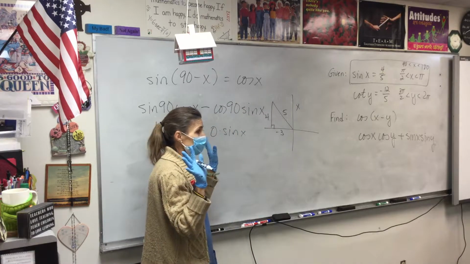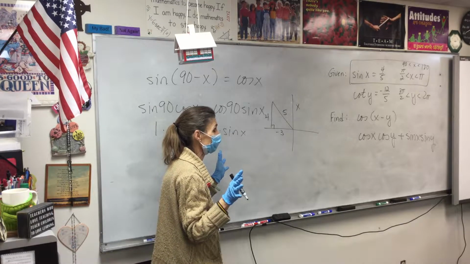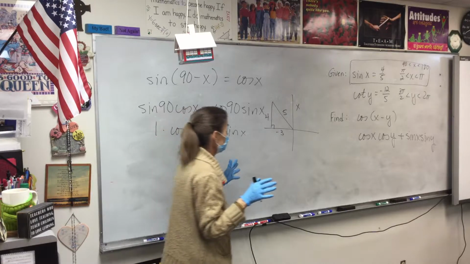Now, how did we get that? Pythagorean theorem. Yeah, that's Pythagorean theorem. We know it's negative because it's going this way, right? Everybody okay with that? Now let's draw y.